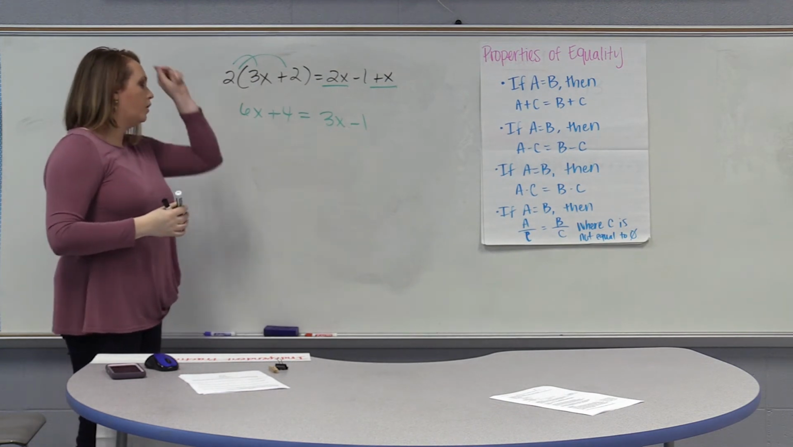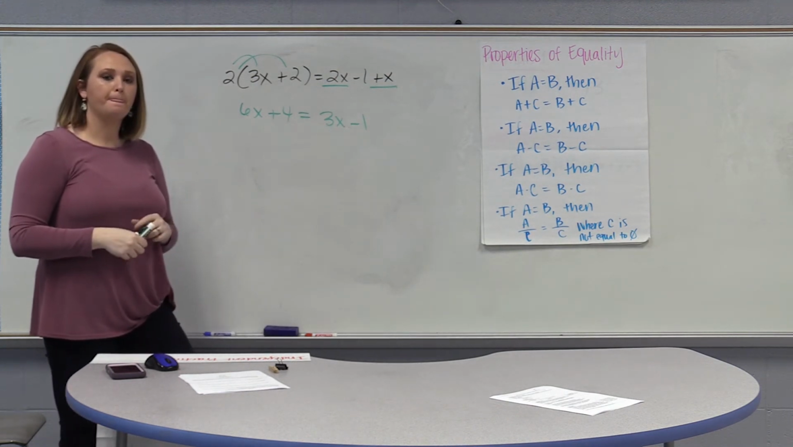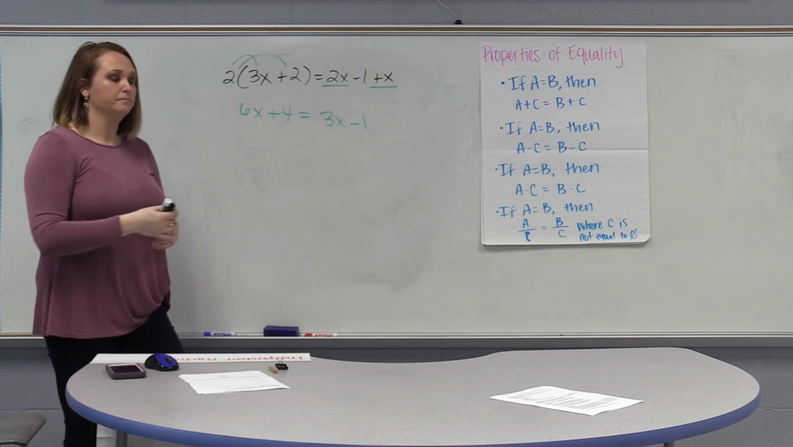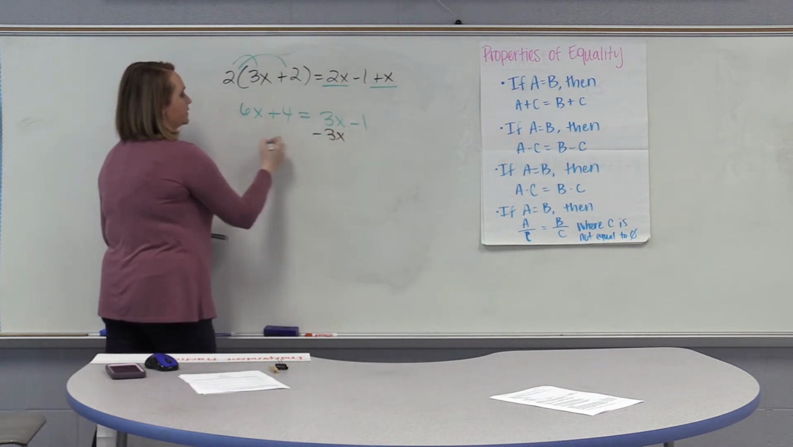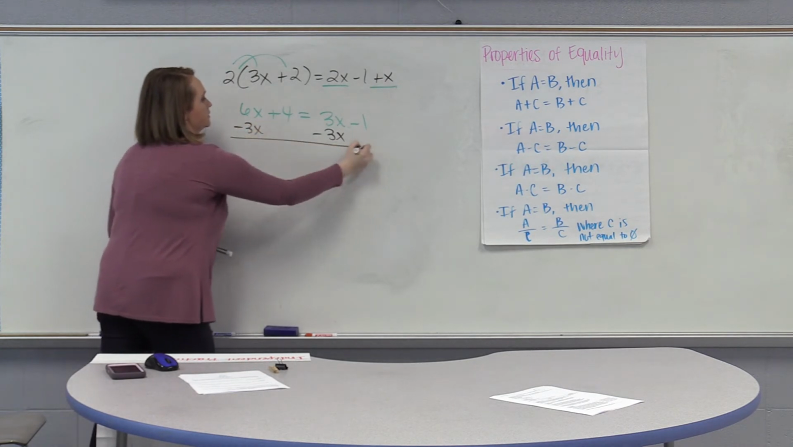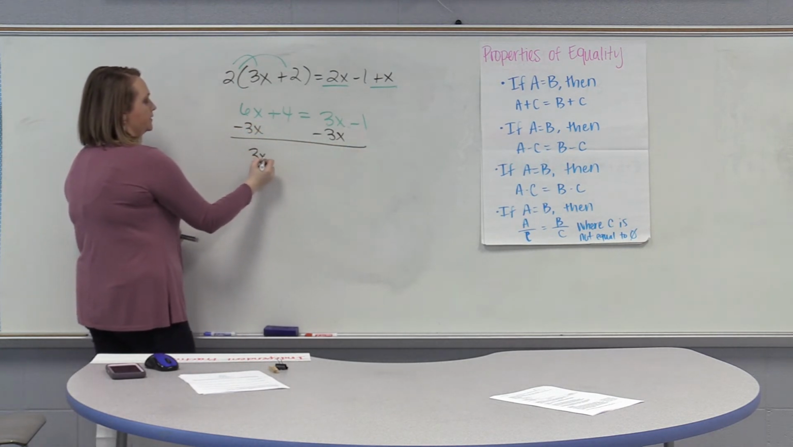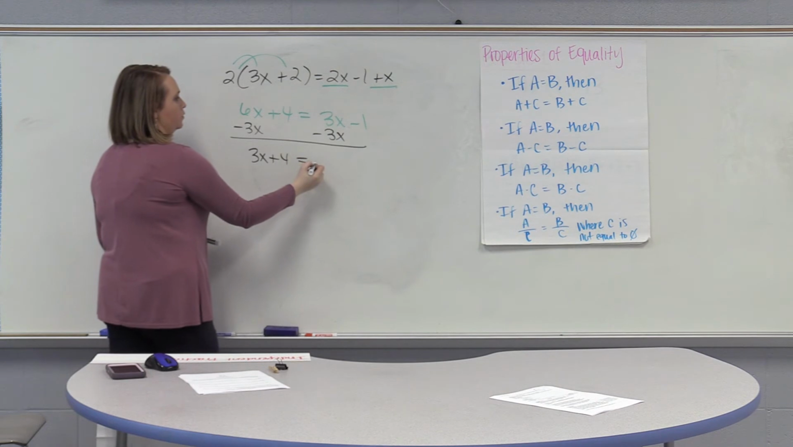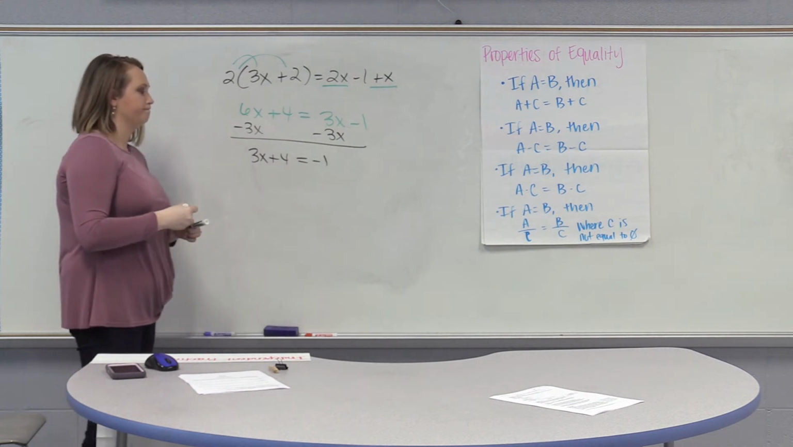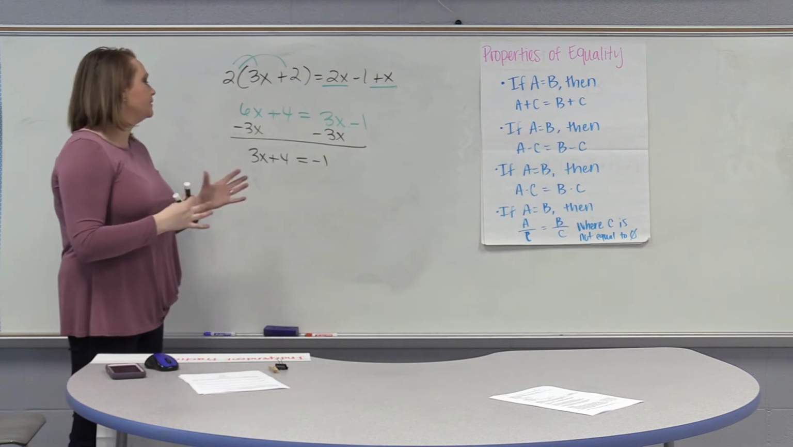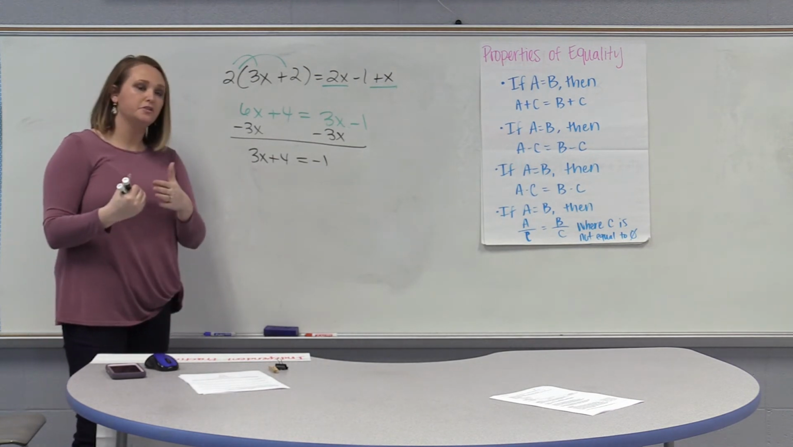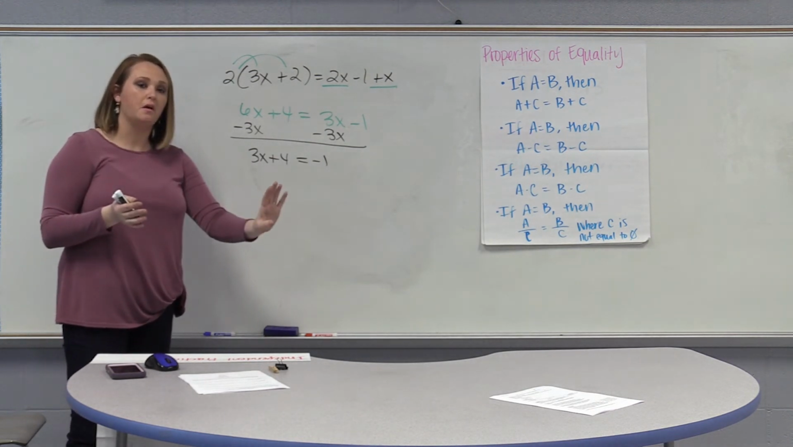Which property of equality should we use now? Great. I'm going to subtract 3x from both sides, and I'm left with 3x plus 4 equals -1. At this point, remember, the end goal is to get the variable equal to a constant.